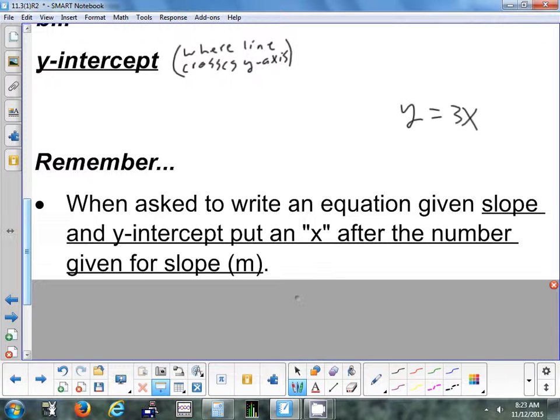If it had a y-intercept, let's say I want you to have a y-intercept of +2, then we put a +2 on it. But it's very important you put the x after the number for the slope.